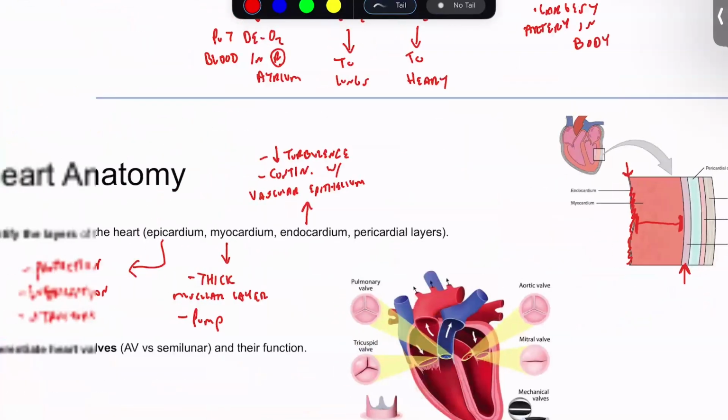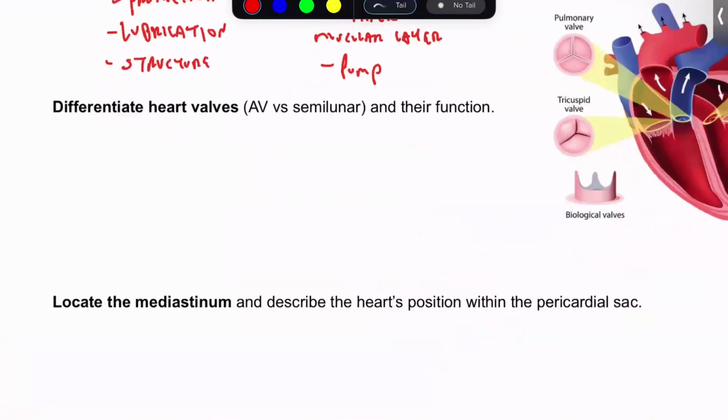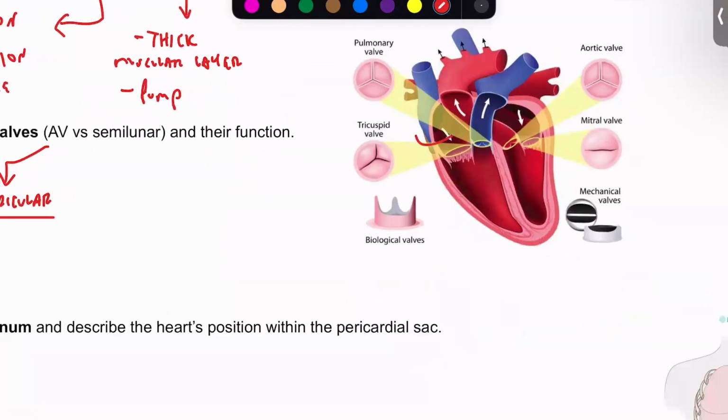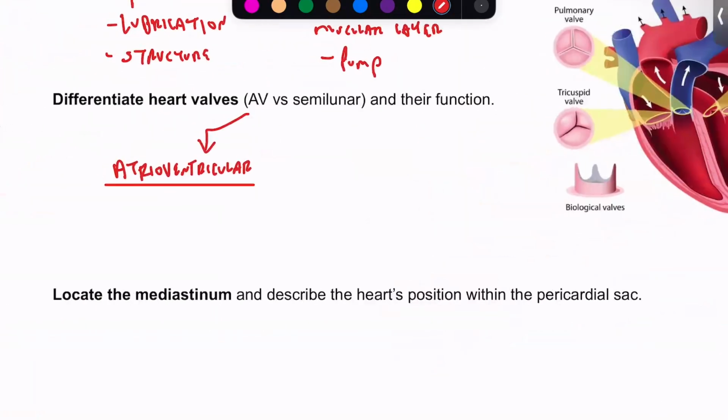All right. So next up we got here, differentiate the heart valves and their function. So we got 4 different heart valves. We have the AV valves. That stands for atrioventricular because they're in between the atria and the ventricle. So the atrioventricular valves, and we have 2 of them. In order, it goes the tricuspid.